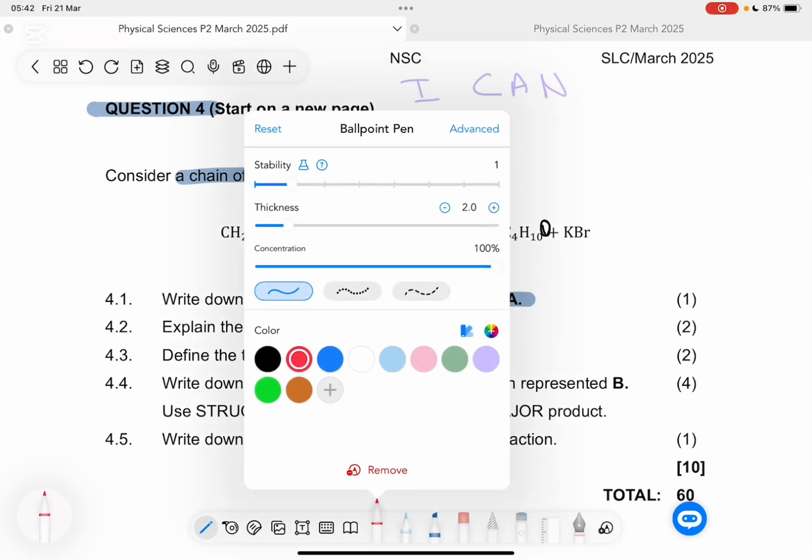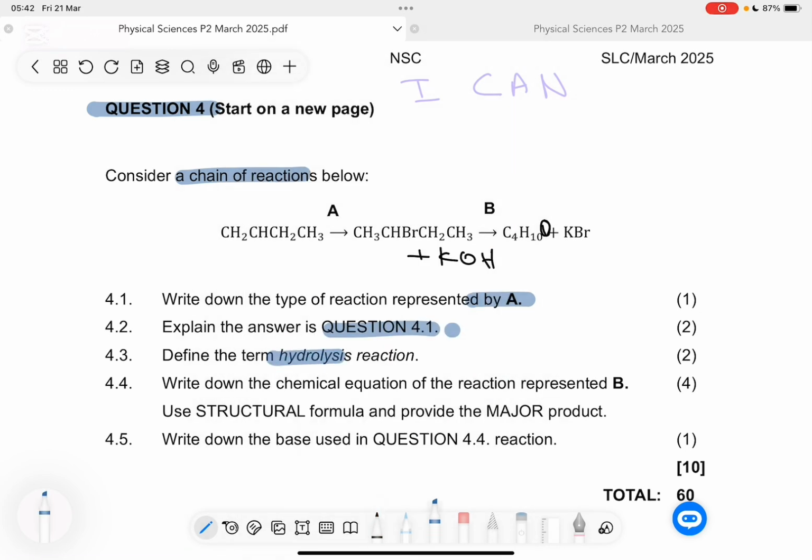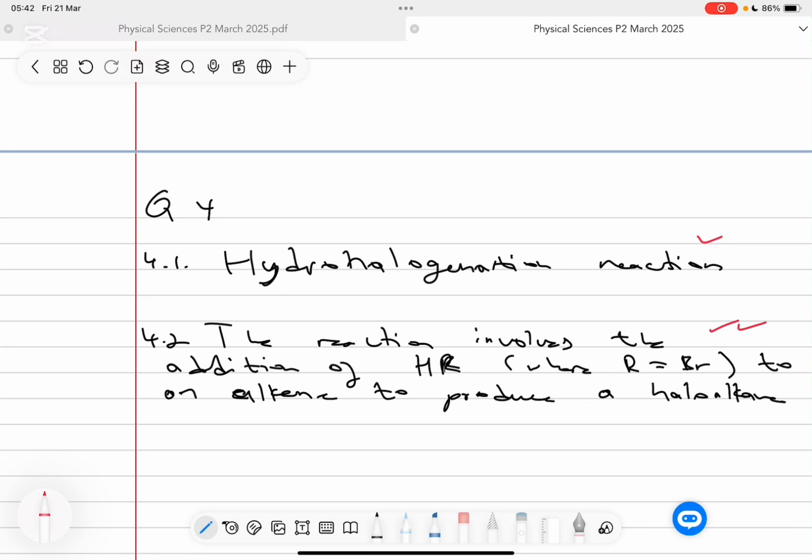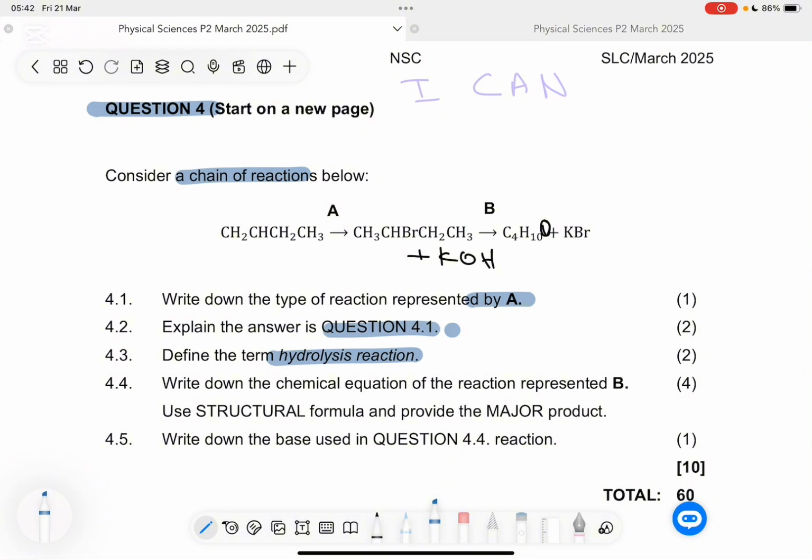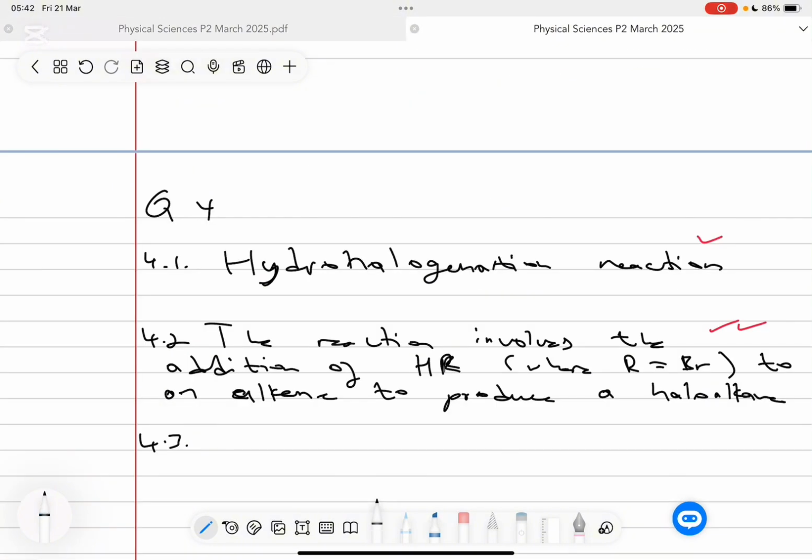Then we're going to question 4.3, which says that we should define the term hydrolysis reaction. And again, this becomes a very nice question. You should be smiling when you're answering a question paper like this, because when we interpreted, we actually talked about this, hydrolysis, hydrogen, and they're asking those questions really. We know that the hydrolysis reaction is actually a substitution reaction. It's part of the substitution reactions.